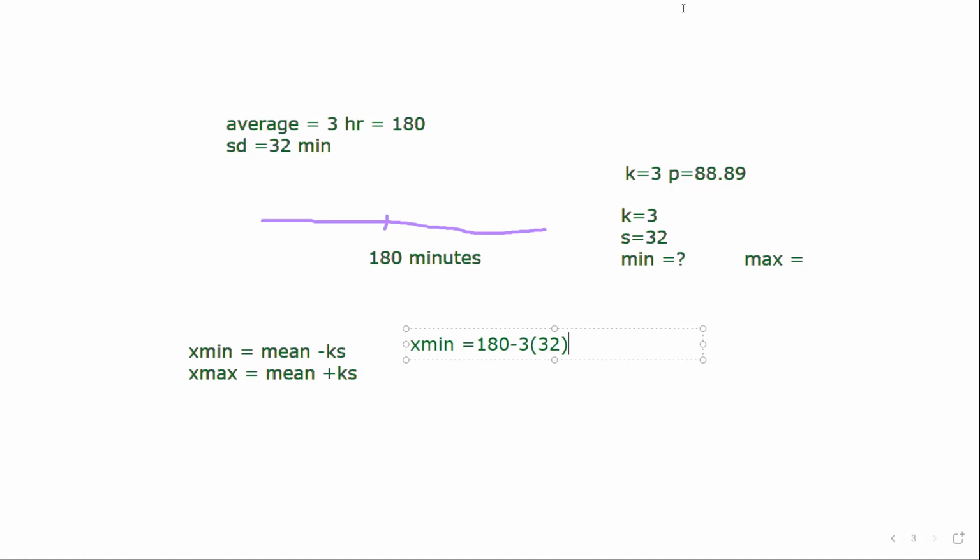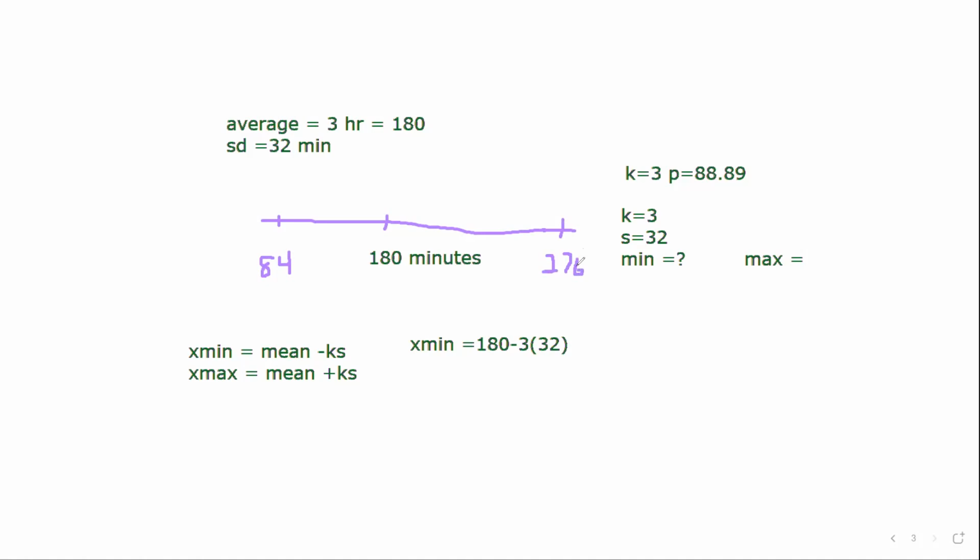Right, so somewhere down here, 3 standard deviations back is 84, right? Yeah. 84. Now, that's 3 standard deviations below the mean, right? Now I need you to find 3 standard deviations above the mean over here, right? 276.